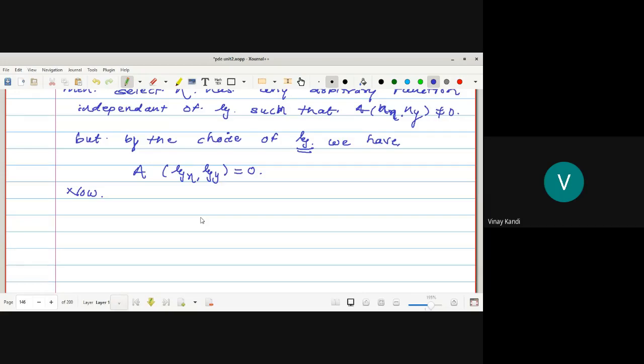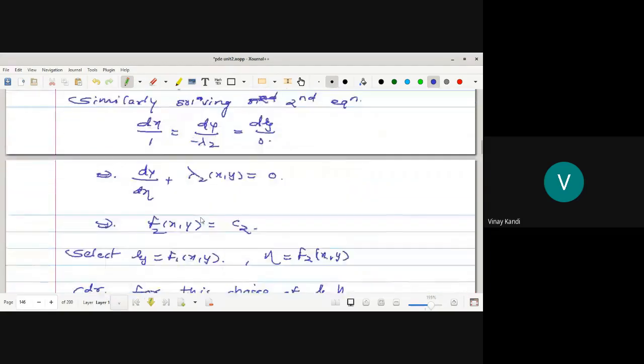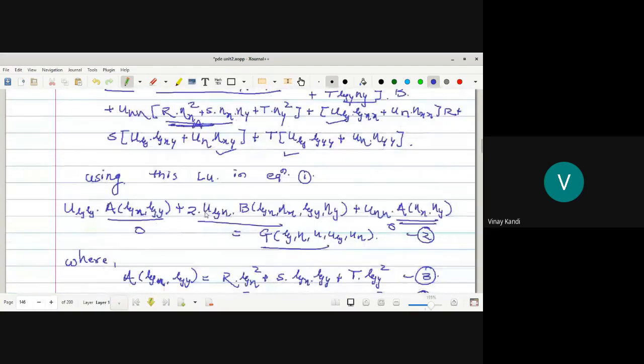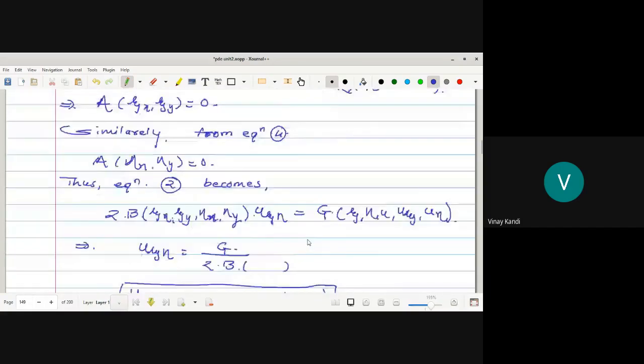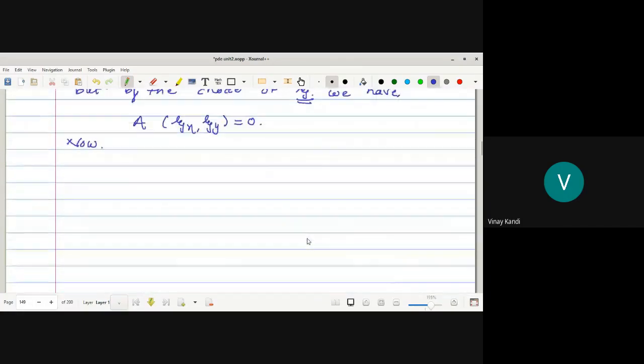Yes, in equation 2 put this value as 0 here. Here only this will become 0. Okay, these 3 terms will remain as they are. So now it is easy to verify that.